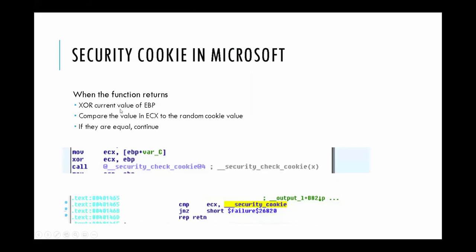So when the function returns, it will exclusive OR the value with EBP. So our stack cookie into ECX, and then EBP. And then we make the call to the security check. So if there has been any modification, then when we do the exclusive OR, it will produce a different result, meaning the canary has been overwritten.